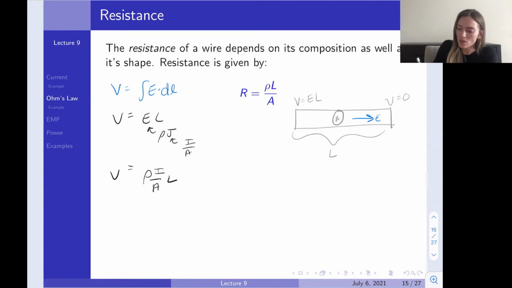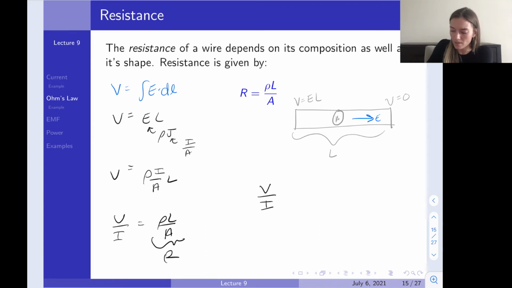Now from this equation, if I move the current over to the other side and divide by I, I'm left with the potential divided by the current equal to rho times the length divided by the cross-sectional area. And this, I said, is my resistance, R. You can think of resistance as the constant of proportionality between the potential in your wire and the current going through it. So the ratio between the potential and the current is equal to the resistance, and I can rewrite this equation as V equals I times R.